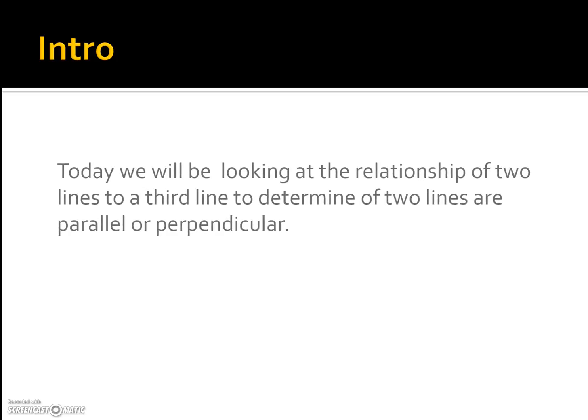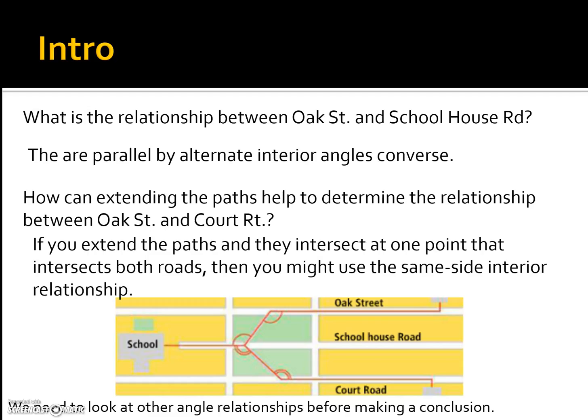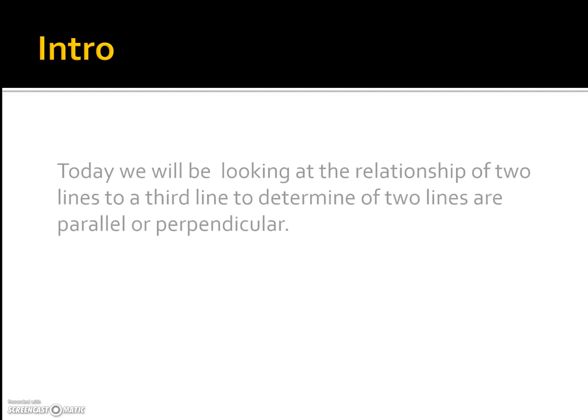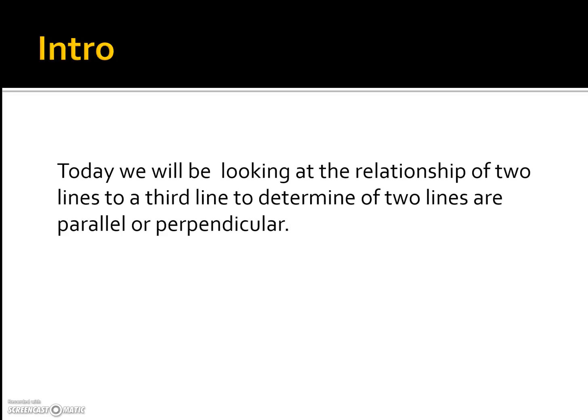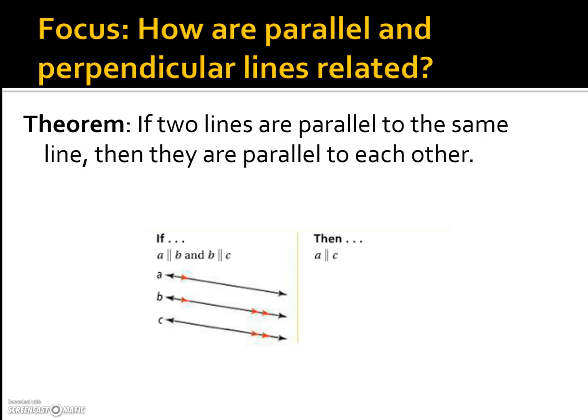Today we're going to be looking at the relationships of two lines to a third line, in order to conclude what the relationship is between Oak Street and Court Road. So we want to look at different properties or theorems that deal with parallel or perpendicular lines. Our first one is a theorem: if two lines are parallel to the same line, then they are parallel to each other.